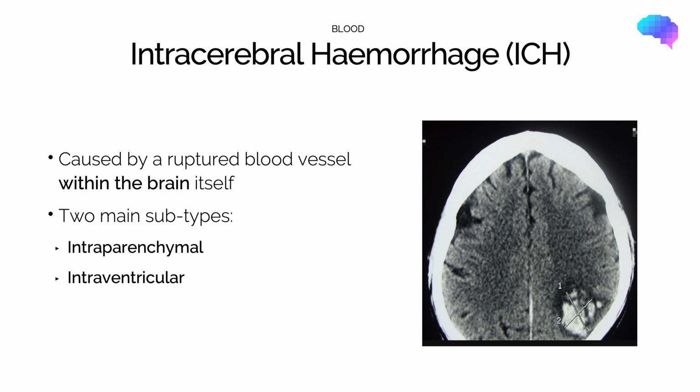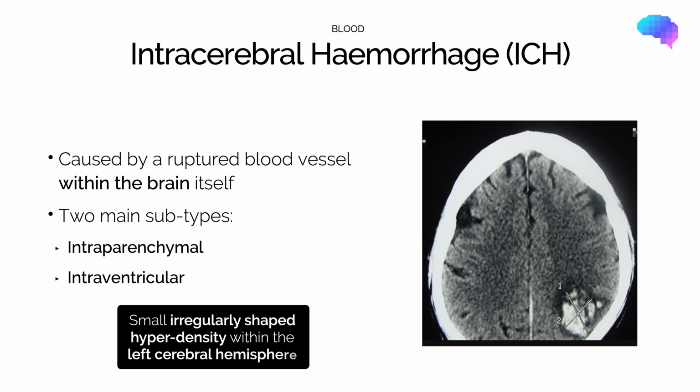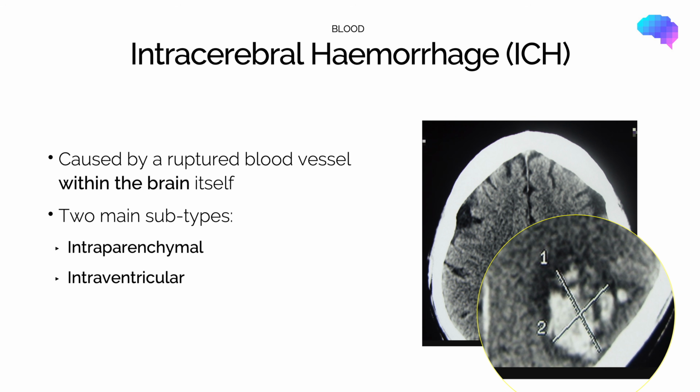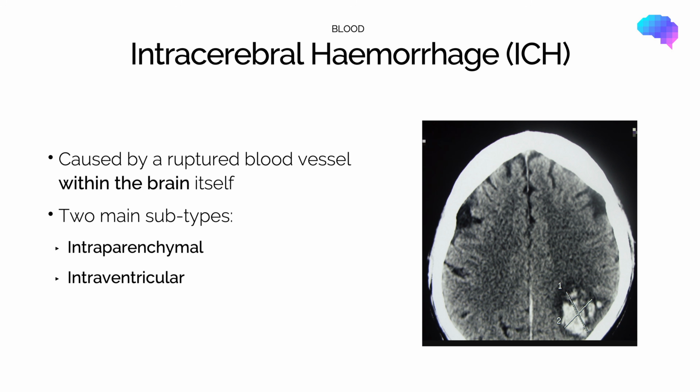So if we were to describe the CT scan on this slide, we would say that there is an irregularly shaped hyperdensity within the left cerebral hemisphere. If we look a little bit more closely, there's also a small amount of hypodensity around this lesion, and these findings would be in keeping with an acute intracerebral hemorrhage with some surrounding edema.